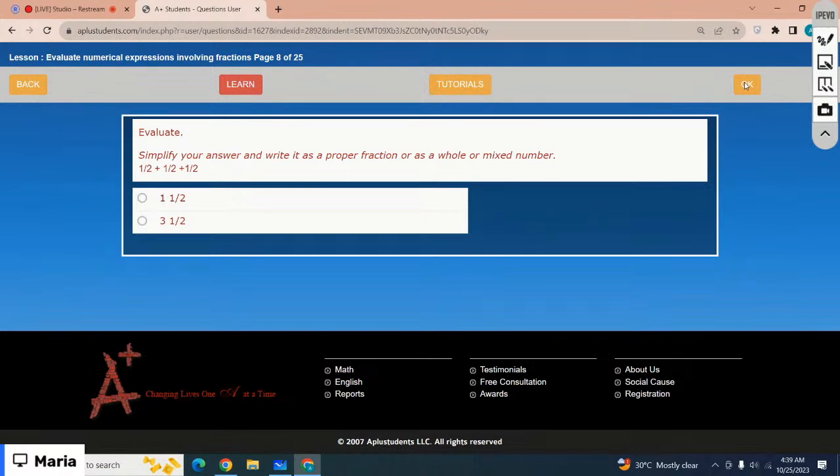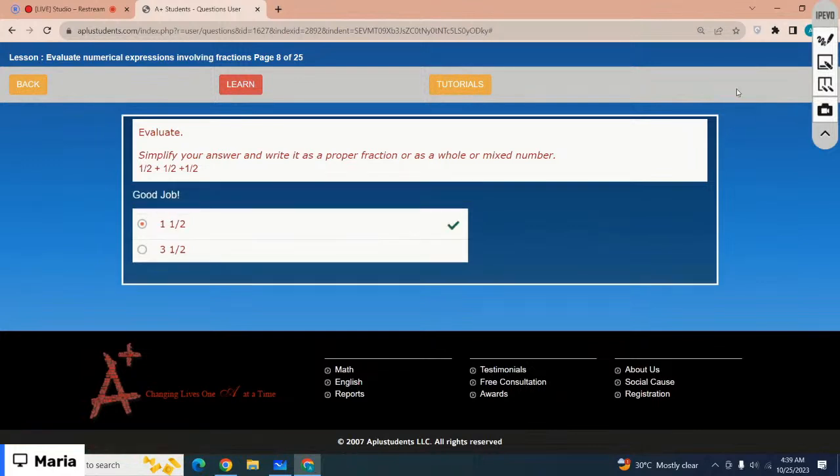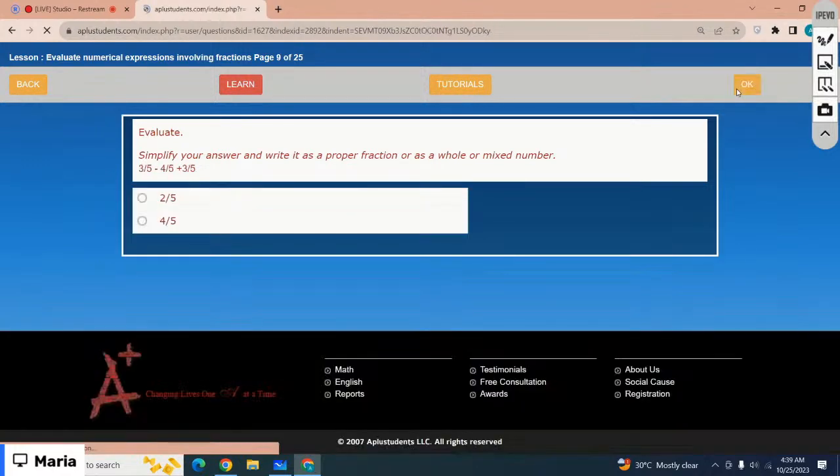Okay, 1 by 2 plus 1 by 2 plus 1 by 2. So which is the correct option? Yes, very good. That is 1 whole 1 over 2. The correct option is 1 whole 1 over 2. Okay, 3 by 5 minus 4 by 5 plus 3 by 5, which is the correct option? Yes, very good. That is 2 over 5.